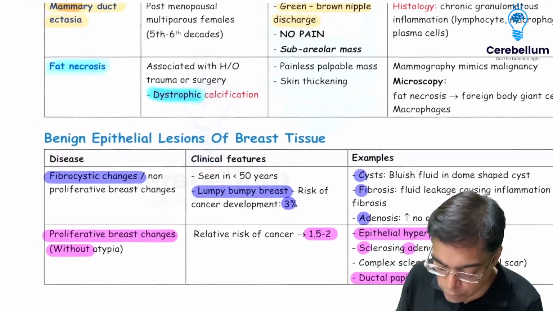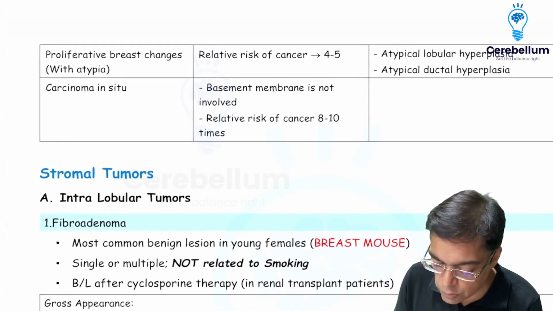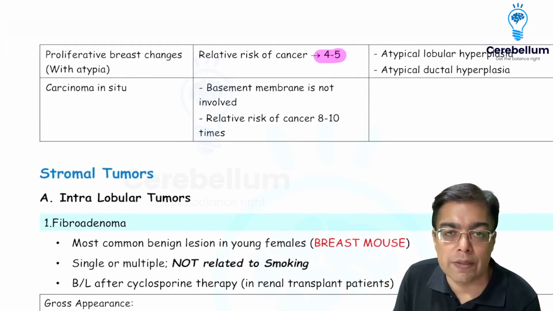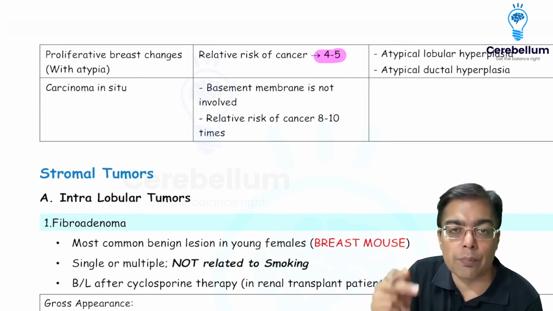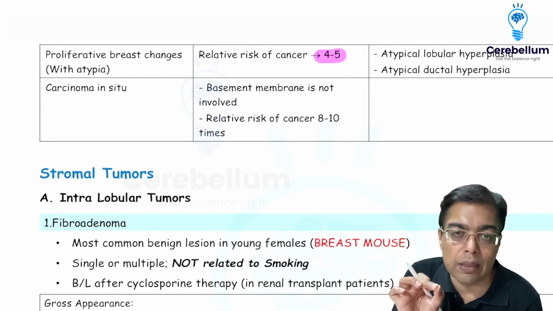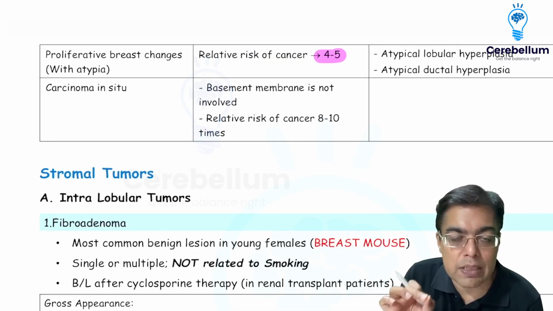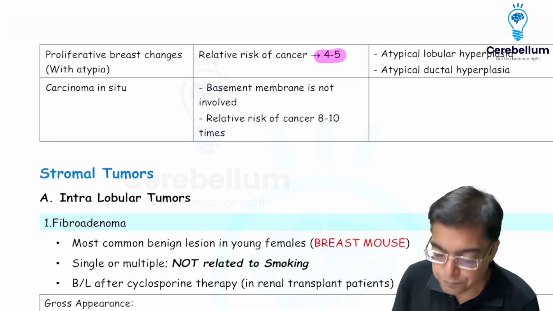We then can talk about proliferative breast changes with atypia. Very dangerous because the patients are going to have a 4 to 5 times higher risk of cancers. So basal was just about 3%. Without atypia, the risk is 1.5 to 2 times. With atypia, it is 4 to 5 times. And that means you are having a development of ALH or ADH. ALH means atypical lobular hyperplasia. ADH means atypical ductal hyperplasia.